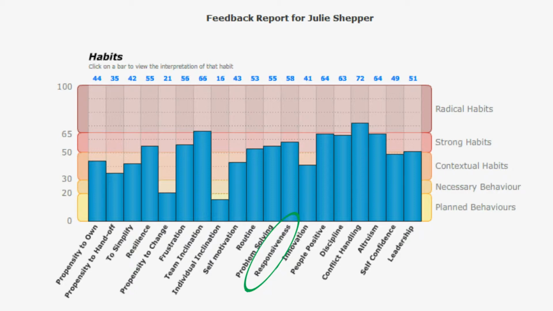Responsiveness maps whether an individual acts immediately when presented with a task or job to do. Julie's responsiveness is strong to the point where she will find it difficult to postpone things on her to-do list, and will prefer to be quick even when it is not urgent.